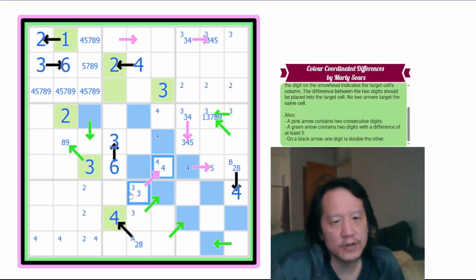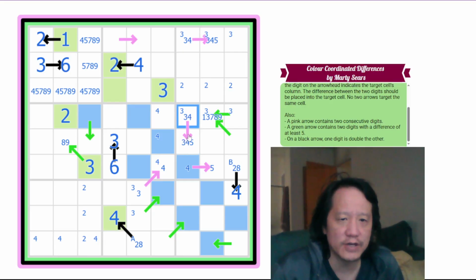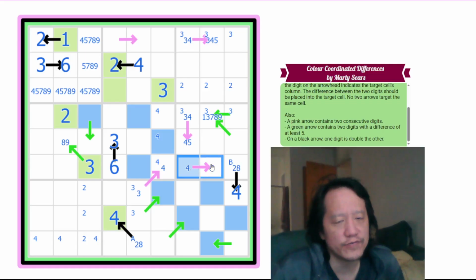3, 4 could be here, cannot be here because of a 3 in the row. Could be here, cannot be here because of 3 in the box. 4 with 3 or 5 cannot be here because of 4 in the box. Cannot be here because of 4 in the box. But it could be 4, 3, 5. Actually, it would have to be 4 and 5 here. Or this is 4 and 5. Or this could be 4, 3, 5.